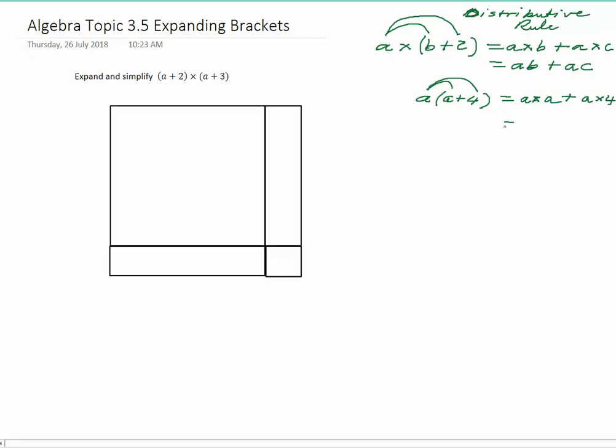We go A times 4. So A times A, we write that using power notation, A squared, plus 4A. So let's apply it. What about this more complex one?